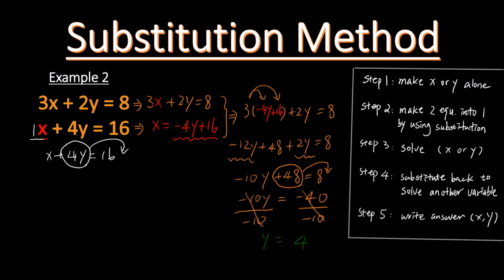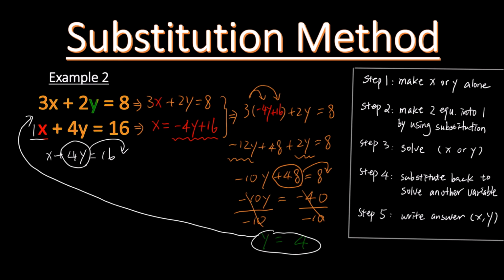Step 4. Substitute back to solve for the other variable. So we can substitute y equals 4 back into our original equations. We can substitute here or here. You can pick either one. I choose the second one. So I have x plus 4 times, here y is 4, equals 16. And then we have x plus 16 equals 16. We subtract 16 from both sides of the equation, and then we end up with x equals 0.